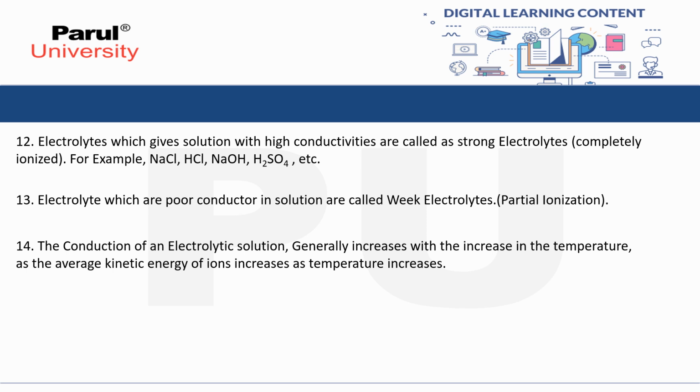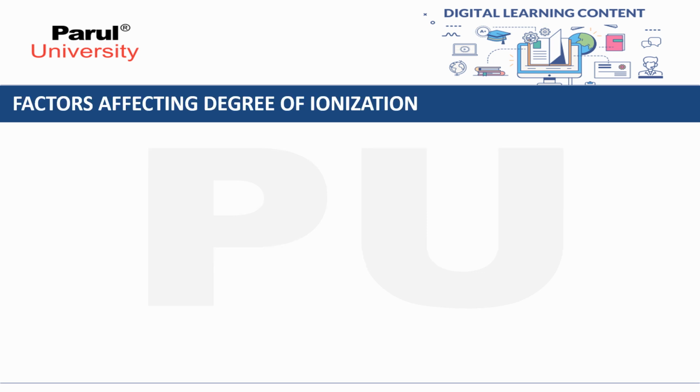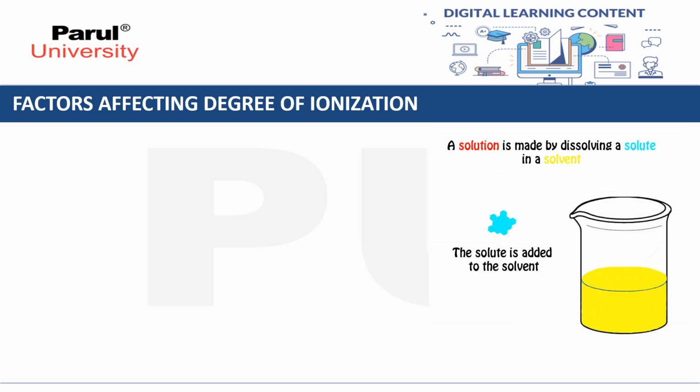The conduction of an electrolytic solution generally increases with the increase in temperature, as the average kinetic energy of the ions increases as the temperature increases. Now let us see what the different factors affecting the degree of ionization are.